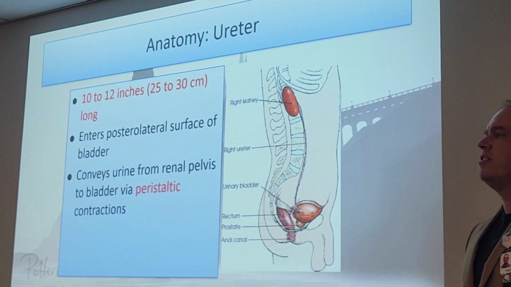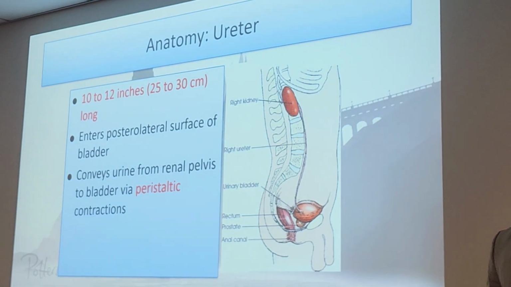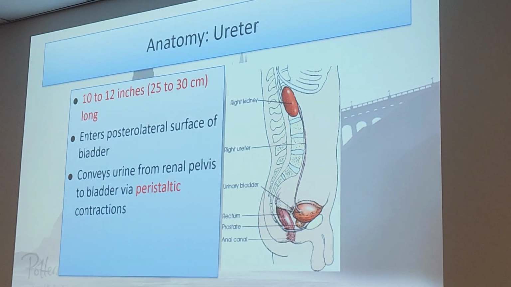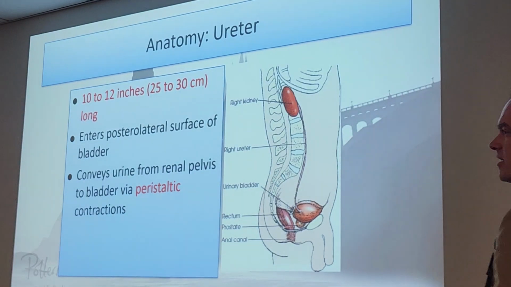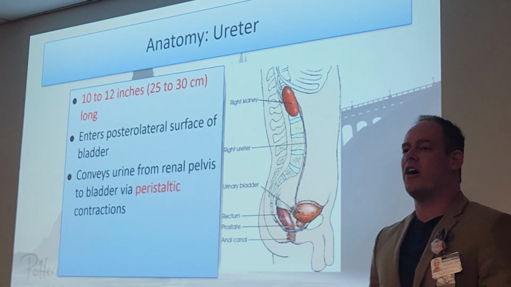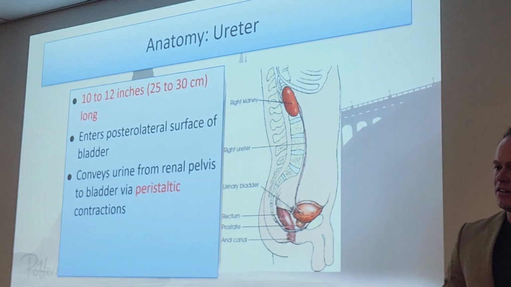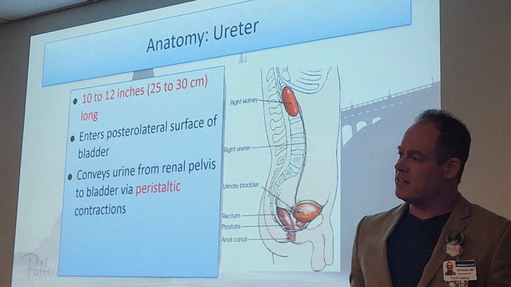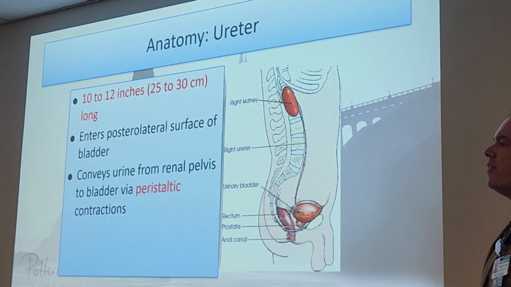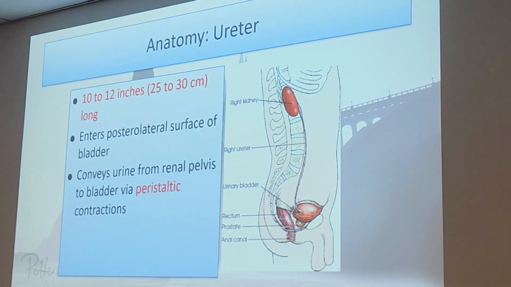All right, so anatomy of the ureter, guys. It is approximately 10 to 12 inches long. We're talking about ureters, not urethra. Ureters, of which you have 2. Some people have more than 2, actually; it's an abnormality. They're going to enter the posterolateral surface of the bladder, so they enter somewhat from behind, not the front. And they're going to convey urine from the renal pelvis to the bladder via peristaltic contractions.